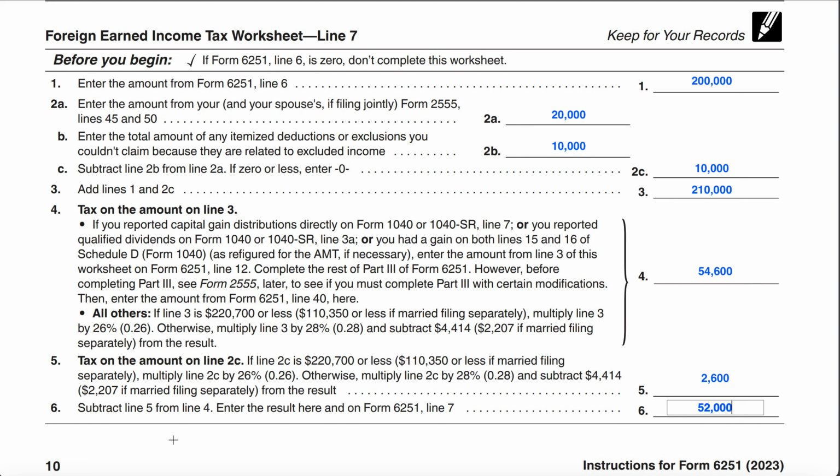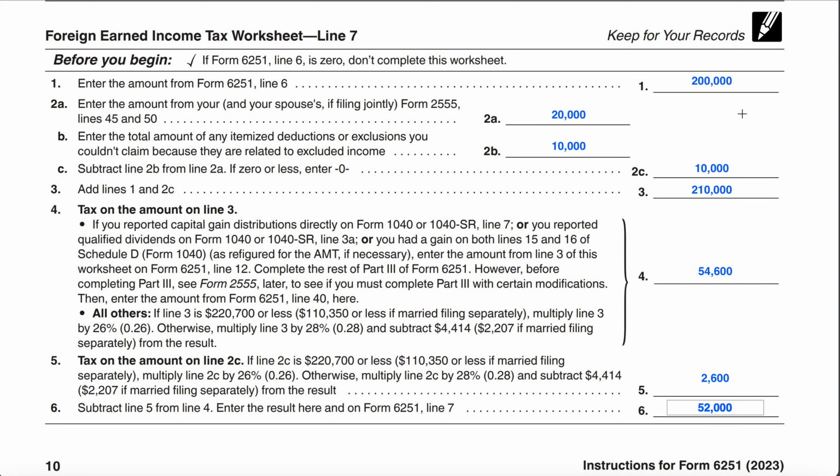So if you are filing Form 2555, then you must complete this worksheet in order to arrive at the amount that you would enter in line 7 of your AMT form. So in line 1, we're going to start with the line 6 item, which is basically your AMT income, the amount that your AMT income exceeds your AMT exemption. So for this example, we've entered $200,000.